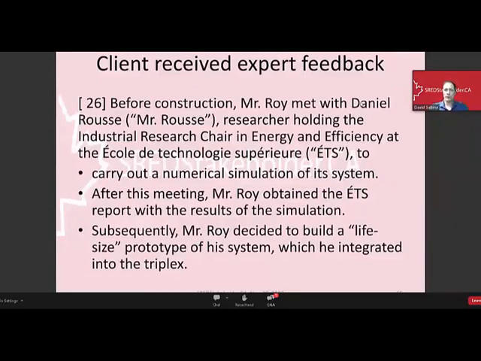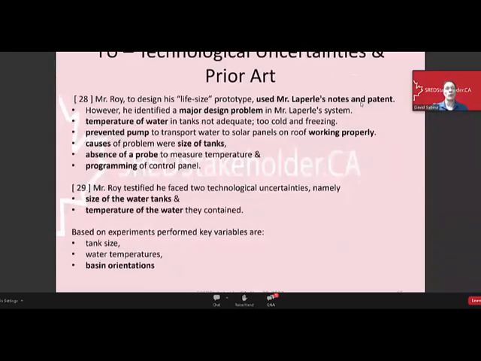We're also told in this case that before he embarked on this, he talked to a Mr. Roos, who was again another expert of the field in industrial research, to carry out numerical simulation on the project and determine what the problems were, and based on this analysis to scale it up to a life-size prototype. So these are all, in my opinion, relevant issues. Okay.